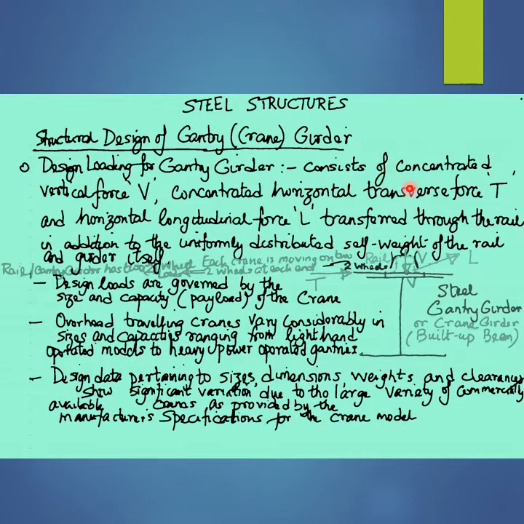One, concentrated vertical force V that acts on the top flange of the steel gantry girder or crane girder, illustrated in this figure as a built-up beam, due to the weight of the crane and the loaded trolley or the crab of the crane.